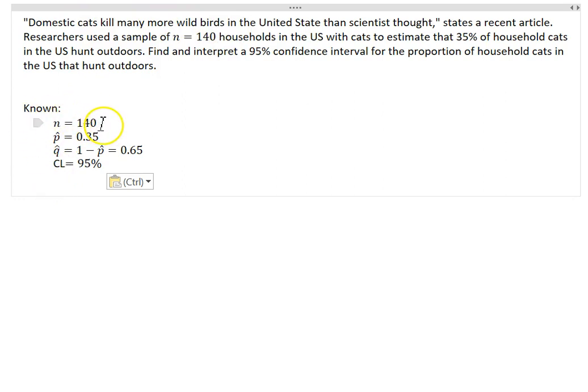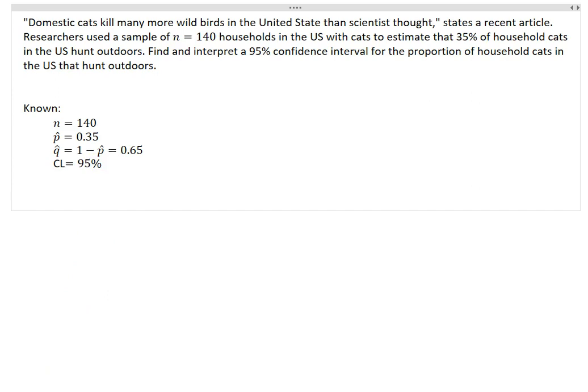It tells me I have a sample size of 140. I have a success rate, which is in this case cats that hunt outside, of 35%. My q hat, which is the complement of p hat, 1 minus p hat, is 65%. So 65% of cat owners in the US out of this sample did not have cats that hunted outside. And then the last sentence is find a 95% confidence interval. So my confidence level, CL, is 95%.